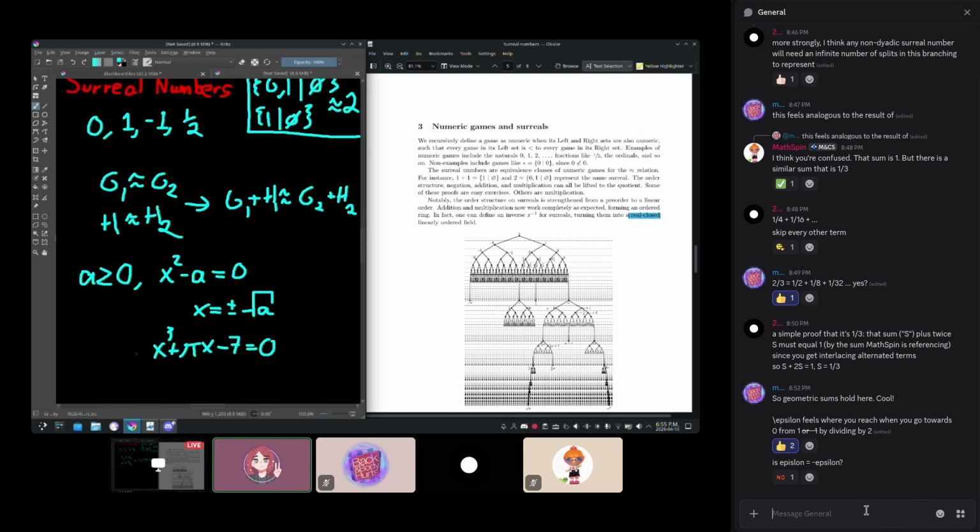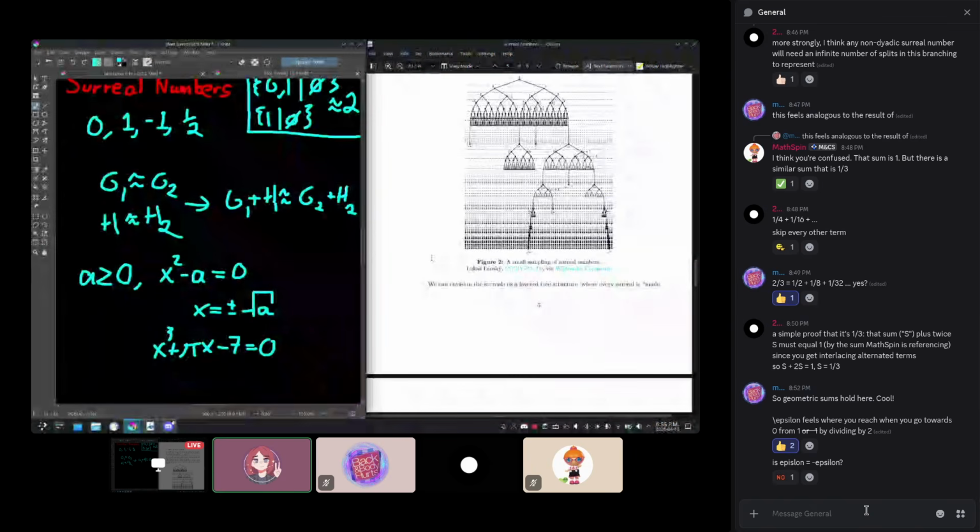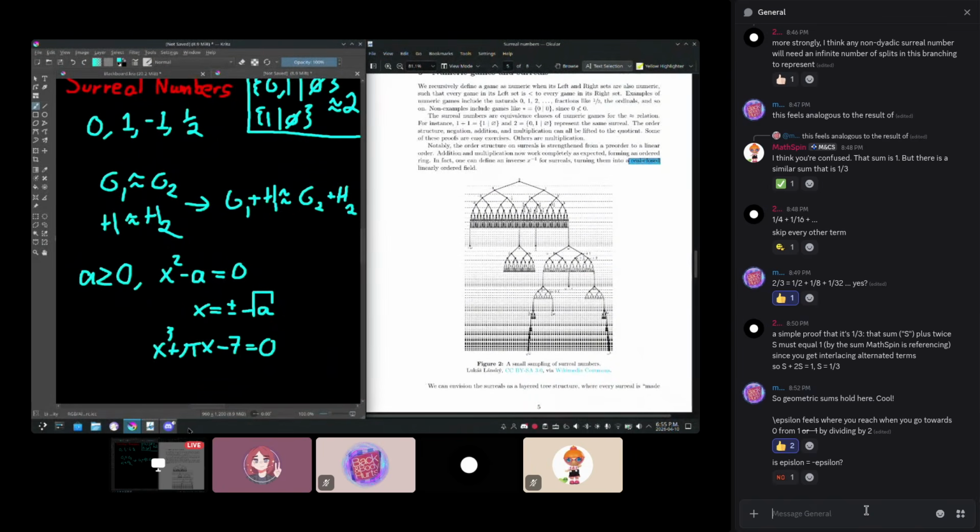And yeah, I think the fact that you get all of this by just thinking about games is kind of impressive. It means that for all of these games, like square root of omega or cube root of epsilon, you can always do all that kind of stuff. It just kind of works out.